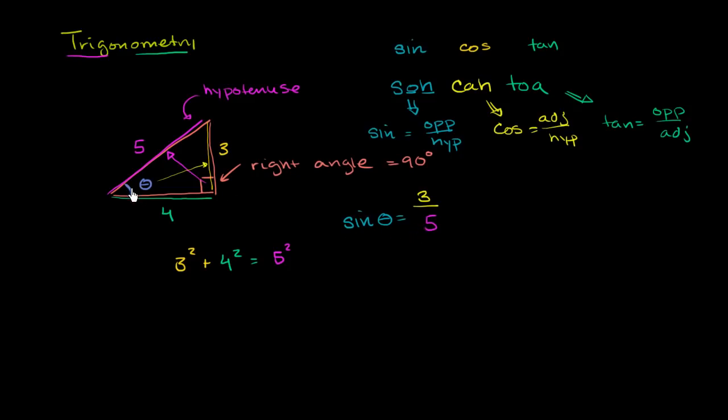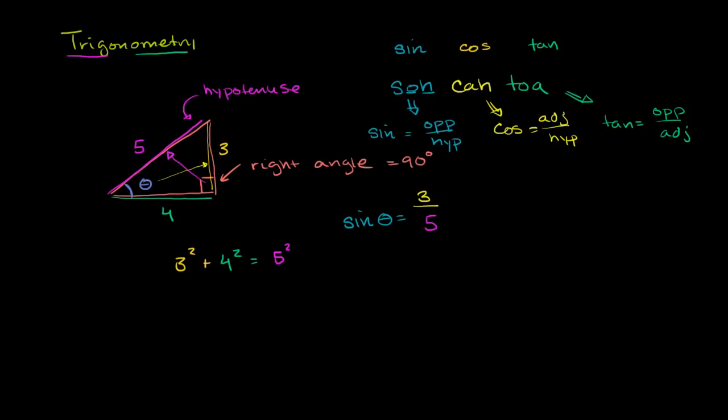So if someone says, hey, what's the sine of that? It's 3/5. And I'm going to show you in a second that if this angle is a certain angle, the sine of theta is always going to be 3/5. The ratio of the opposite to the hypotenuse is always going to be the same, even if the actual triangle were a larger triangle or a smaller one.